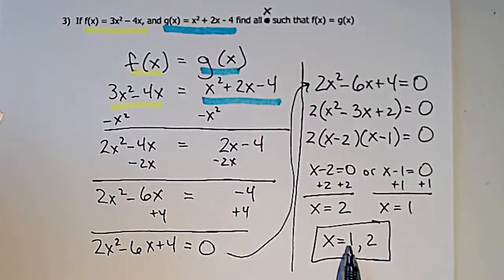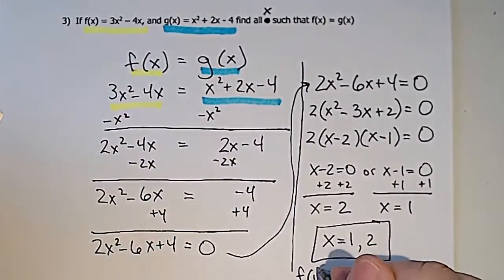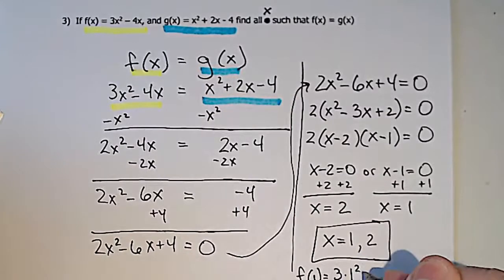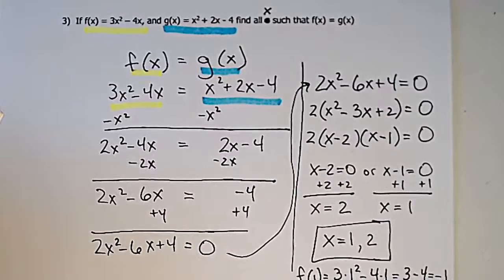So like if we plug in 1, f of 1 is 3 times 1 squared minus 4 times 1. 3 minus 4 is negative 1. g of 1 is 1 squared plus 2 times 1 minus 4. So that's 1 plus 2 minus 4 equals negative 1.